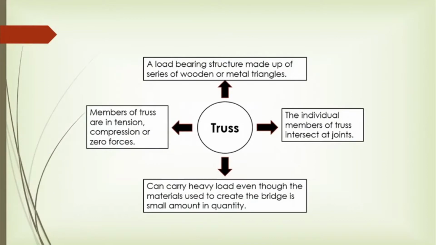First of all, we have to know what a truss is. A truss is a load-bearing structure made up of a series of wooden or metal triangles. As we know, triangles are one of the best geometries for load distribution because they take force from a single point and distribute it across a wide base. For example, in a truss bridge, the mass of transport is well distributed over the bridge.